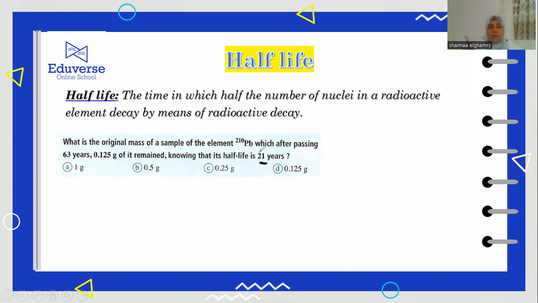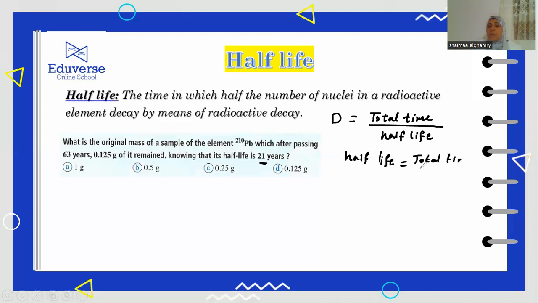So the question gave us the half-life. The rule for calculating it: the number of periods of division equals the total time divided by the half-life. And we can calculate the half-life by dividing the total time by the number of periods of decay.